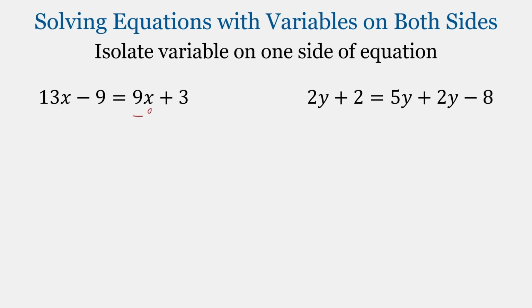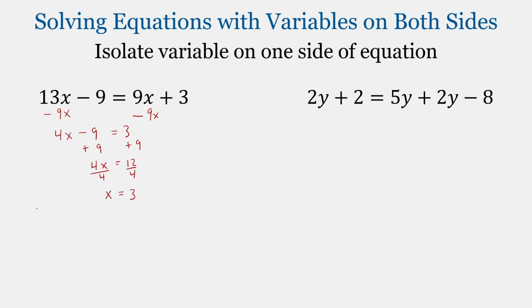So isolating the variable on the left side will produce a positive coefficient for x. So I'll subtract 9x from both sides. And this is 4x minus 9 is equal to 3. From there, we will add 9 to both sides, leaving us with 4x equal to 12. And then 4x we will divide by 4, resulting in x equal to 3.